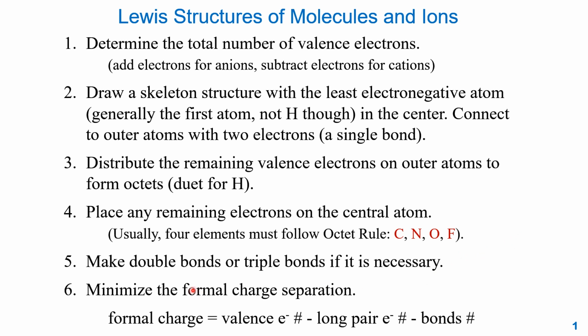Number 6 is actually very important. You have to minimize the formal charge separation. To calculate the formal charge, you use the valence electrons number minus the lone pair electrons number minus the bond number. We will give you a lot of examples here.